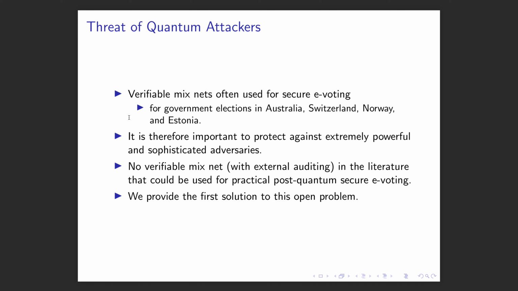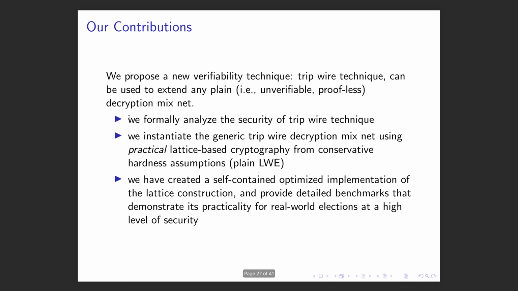consider is quantum adversaries. At the moment, there's no verifiable mixnet with external auditing in the literature that could be used for practical post-quantum security voting. Now, there's a lot of progress being made at the moment in the literature to do with practical post-quantum everything. So this is beginning to be addressed to some extent, but nevertheless, at the moment, this is true. So we provide the first solution to this open problem.